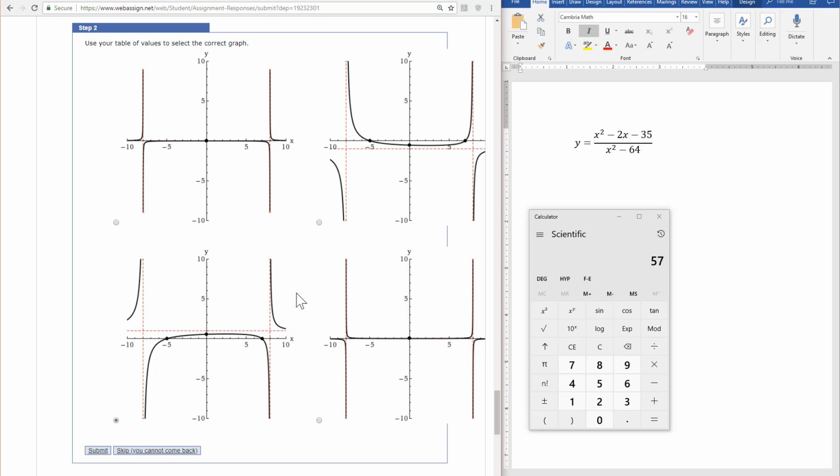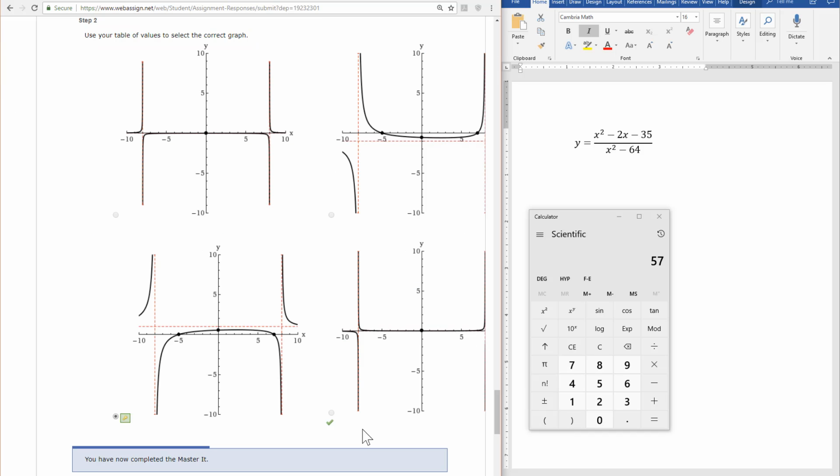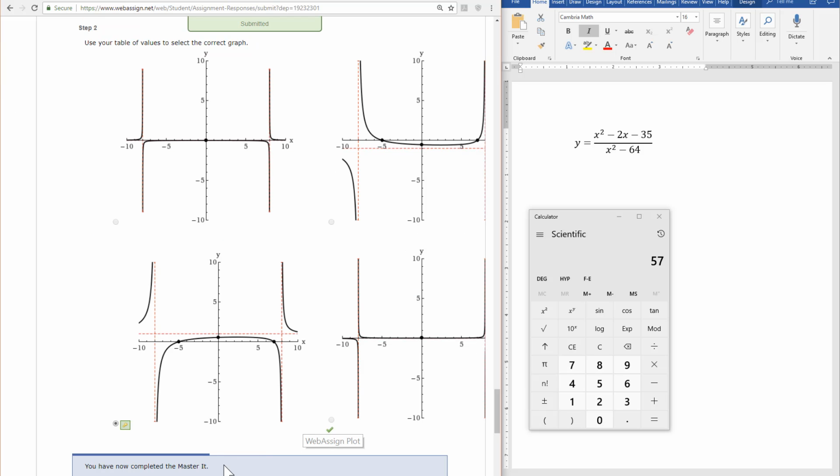And of course you can double check by plugging it into your Desmos or whatever graphing tool you have. And then that's it. So now we've completed it. I hope that was helpful, and good luck.